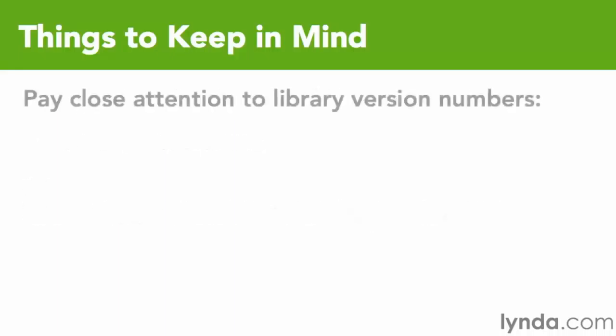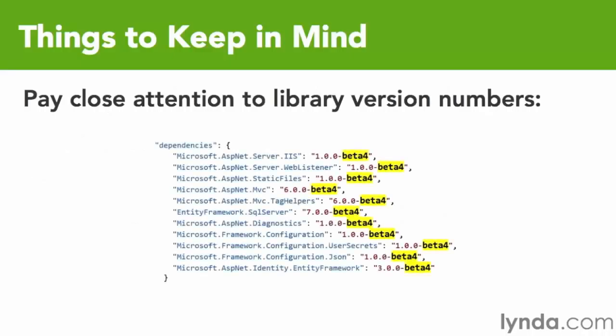Second, and perhaps most importantly, if you're going to follow along and write the code that I write in this course, pay very close attention to the version numbers that I use when I reference libraries in the project.json file. These version numbers indicate which beta version of the framework you're using. In all of the videos in this course, I will refer to library versions that end in -beta 4, which is the latest version of the framework as of the time of this recording.